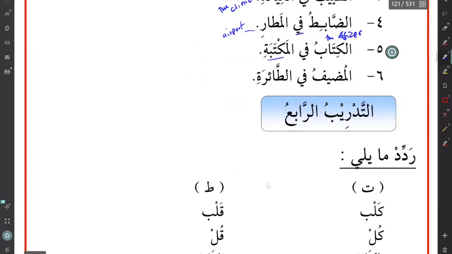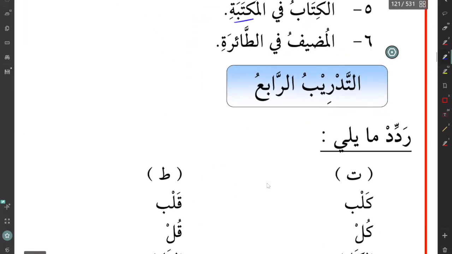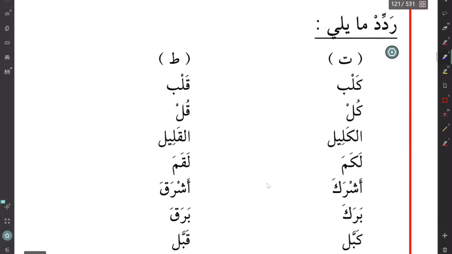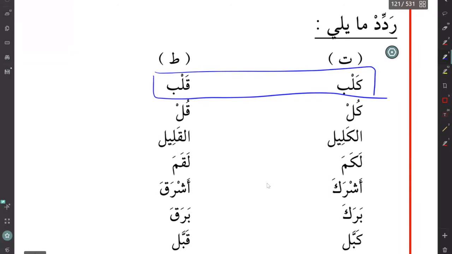Now the next exercise is at-tadrib al-rabi', the fourth exercise. It's again saying Raddit ma yali, so it basically wants you to repeat them. And this is your listening exercise, right? Make sure you understand the difference between kaf and qaf. So kalb and qalb. If you study the Arabic language, this is one of the words they always use as an example, and they always have a lot of nice, funny, and interesting stories about these two words, right? Because the meaning changes drastically.